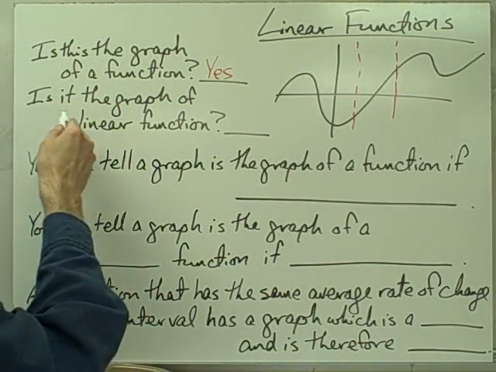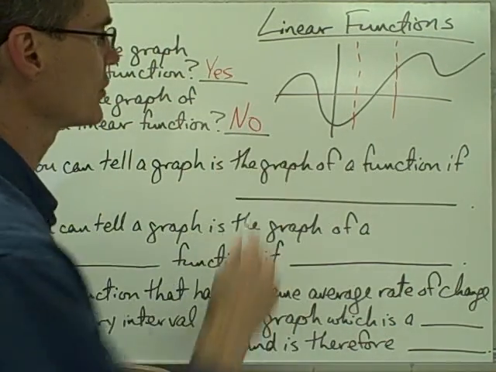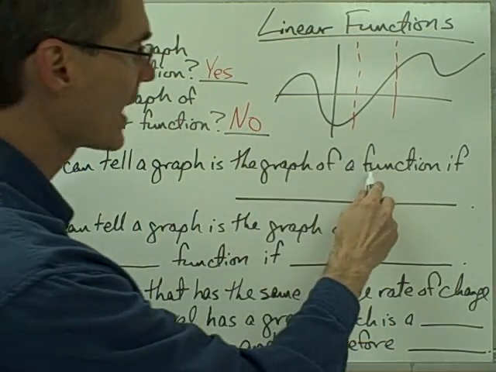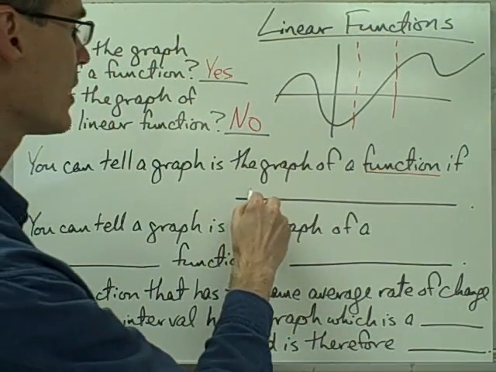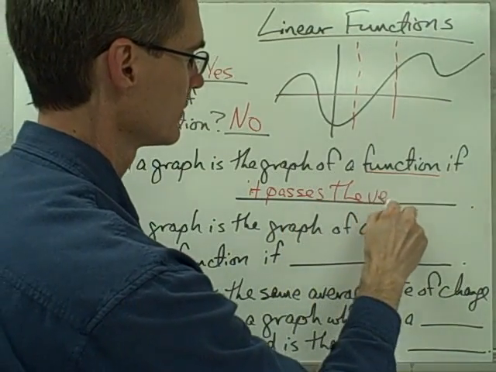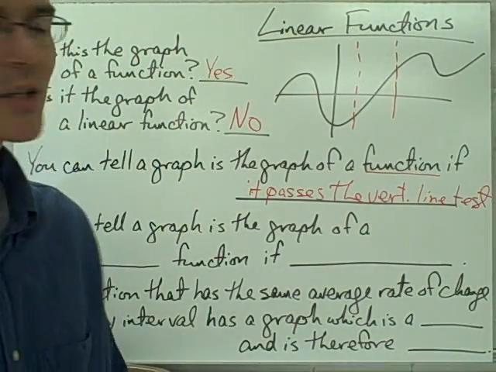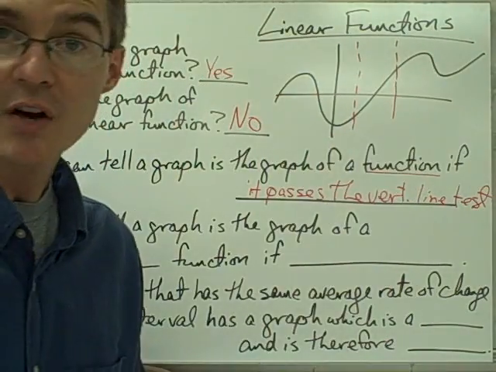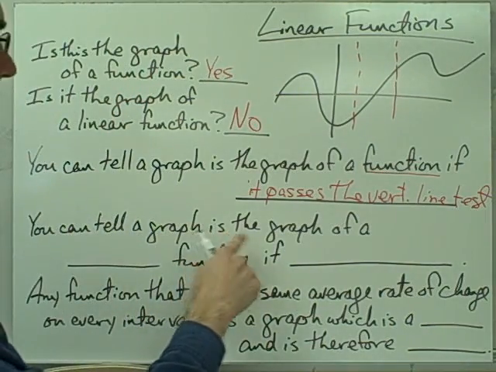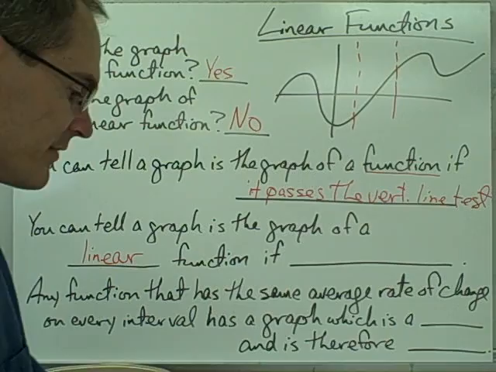Now, if I ask the question, is this the graph of a linear function? Well, the answer to this question is going to be no. I can tell that this graph is going to be the graph of a function because it passes the vertical line test. But just because a graph is the graph of a function doesn't necessarily mean it's the graph of a linear function.